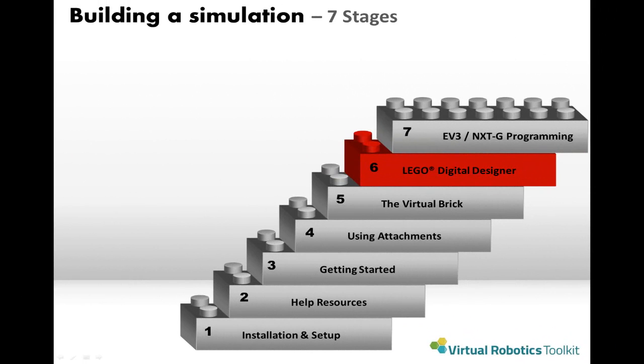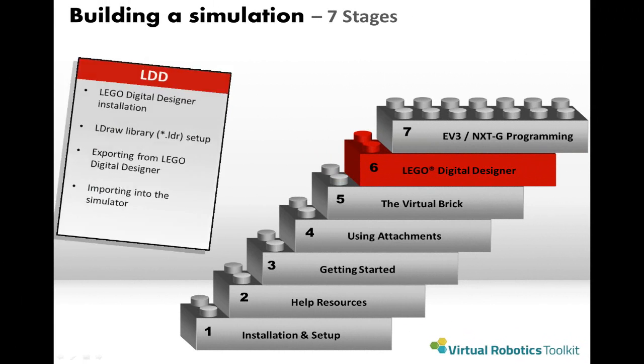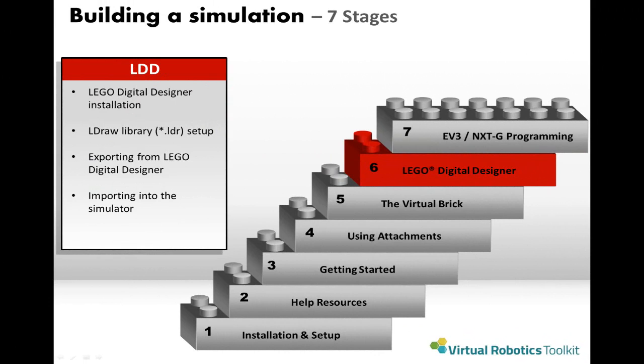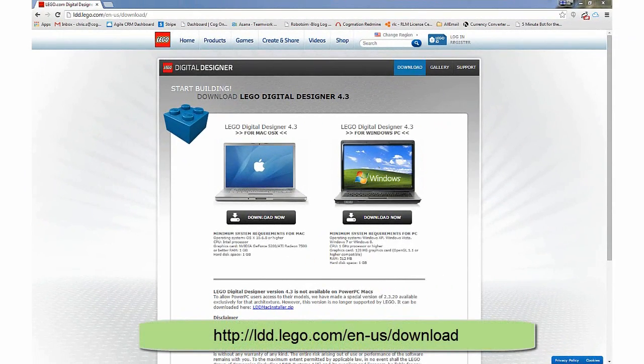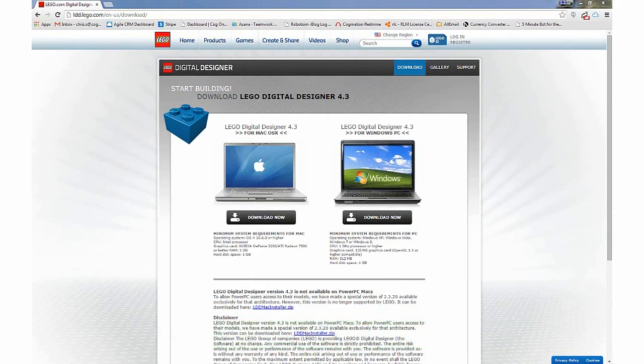In a previous video, we saw how we can make simple adjustments to the sample project robot by using the attachments dialog. In this video, we'll go through the process of setting up our computer to work with our own simulated models by using LEGO Digital Designer and the LDraw parts library. LEGO Digital Designer, or LDD as it's more commonly known, is a CAD tool that can be downloaded for free from the LEGO website.